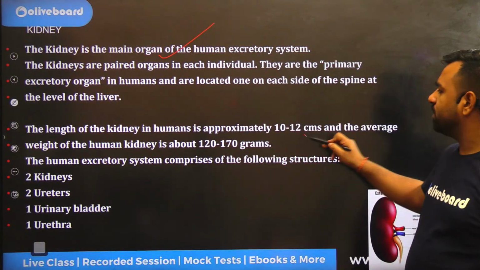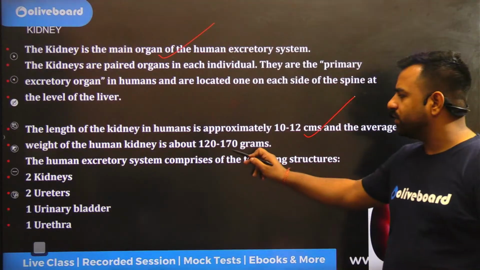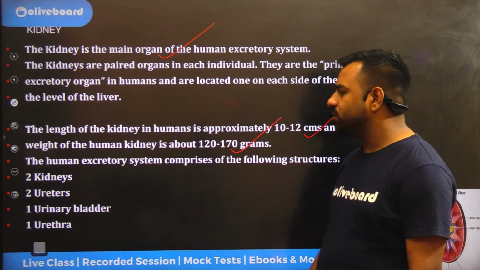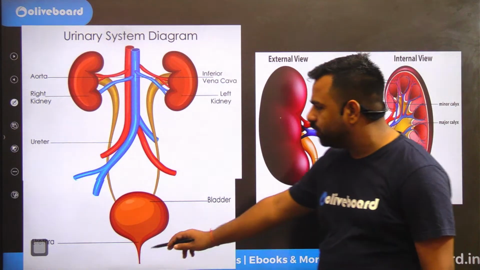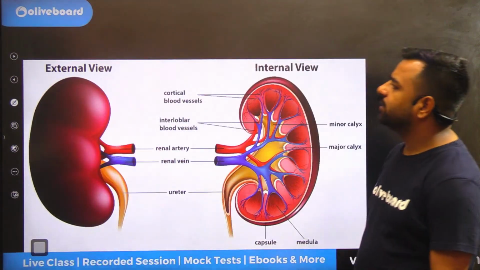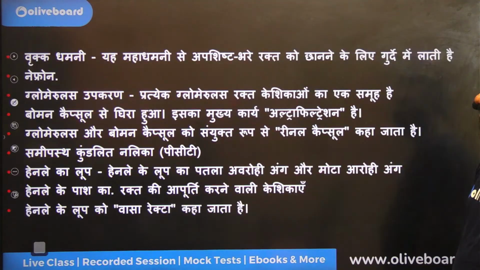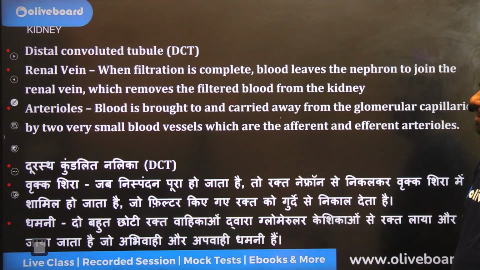So that was 10 to 12 centimeters, and average weight was 150 grams. So in the whole structure, we have two kidneys, two ureters, one urinary bladder, and a urethra that's present here. So we have discussed all these things, so I'll just proceed further. We have discussed renal capsule and all, DCT, PCT.